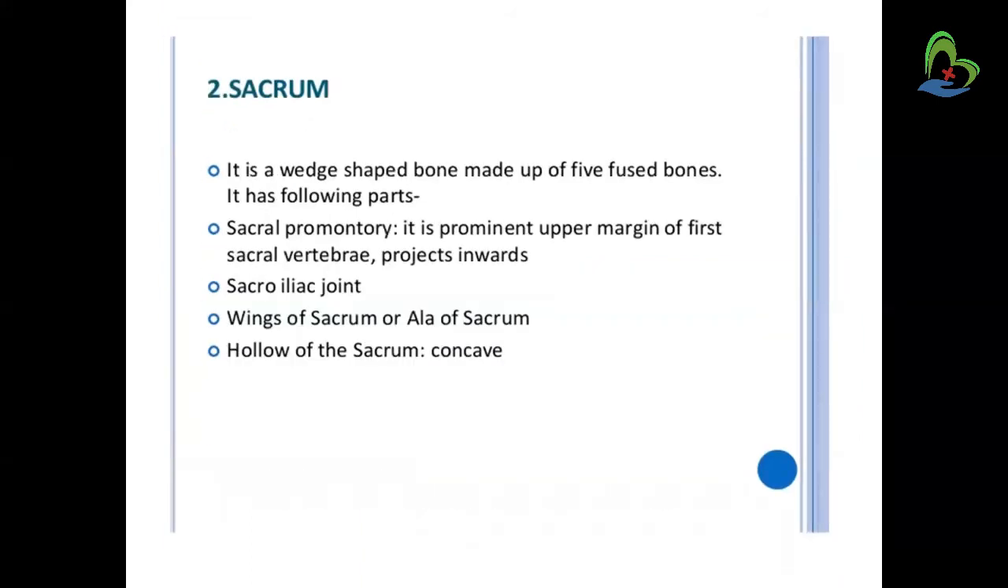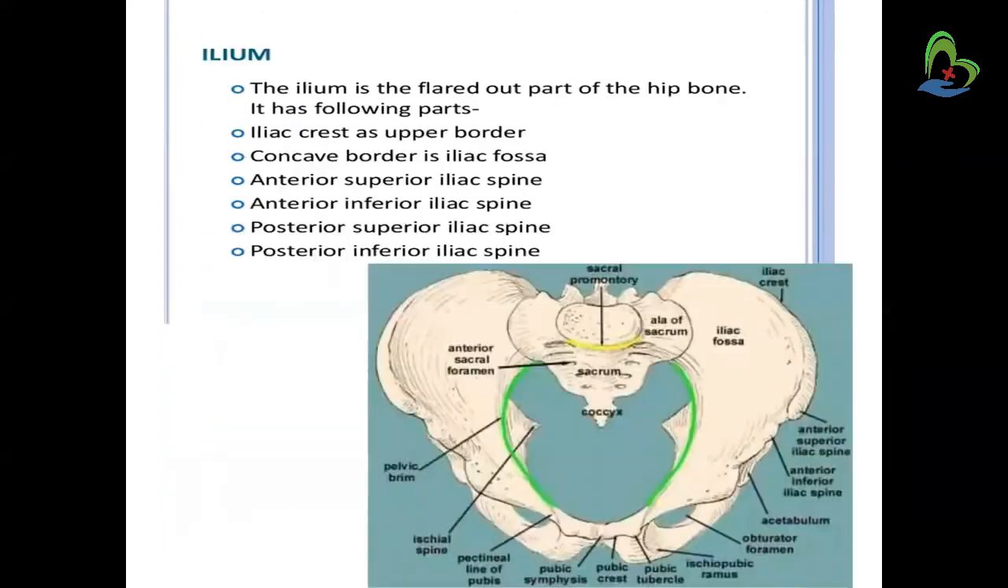Now the sacrum. The sacrum is a wedge-shaped bone made up of five fused bones. The parts of the sacrum are the sacral promontory, sacroiliac joint, wings of the sacrum, also known as the ala of the sacrum, and the hollow of the sacrum, which is in a concave shape. Here in the figure, the yellow indicator is the sacral promontory. This is the sacrum bone, and by the side of the sacrum there is a wing-shaped structure known as the wing, or ala, of the sacrum.